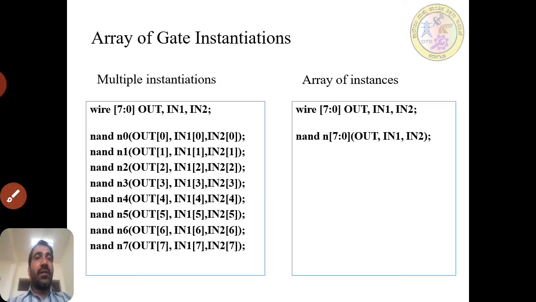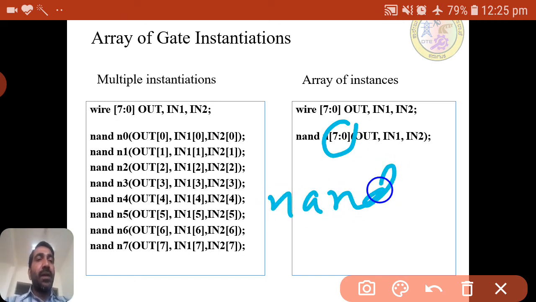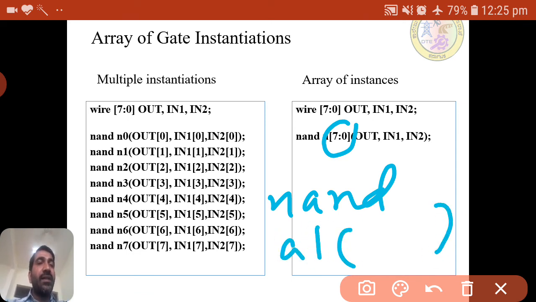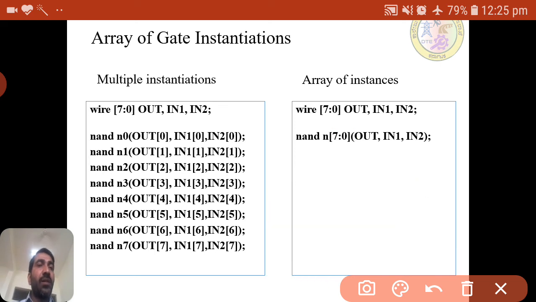Now, array of gate instantiations. Till now we have not considered vectors. For example, NAND, with instance name A1 or whatever it is, and here output O1, inputs I1 and I2, like this. So there is only one statement, which is what we have seen till now. Here there is an array of instances.